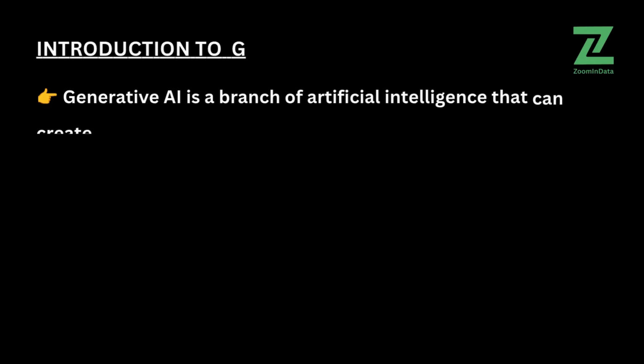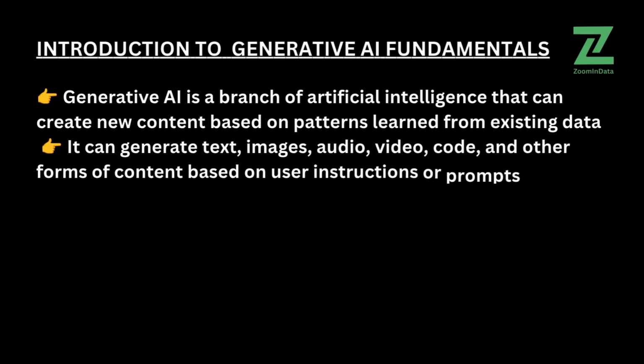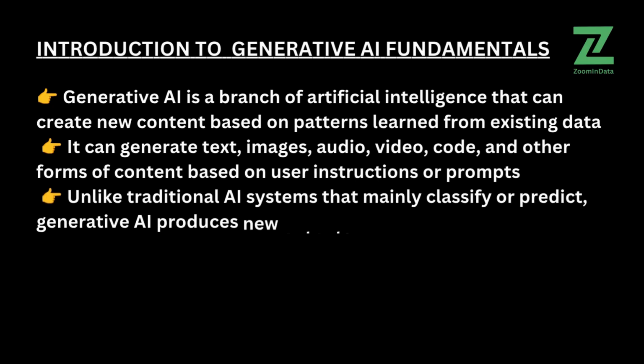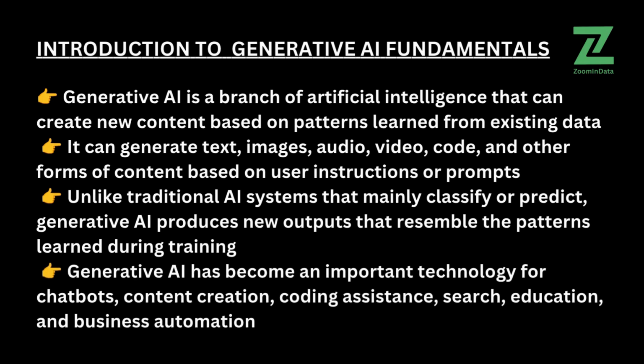Generative AI is a branch of artificial intelligence that can create new content based on patterns learned from existing data. It can generate text, images, audio, video, code, and other forms of content based on user instructions or prompts. Unlike traditional AI systems that mainly classify or predict, generative AI produces new outputs that resemble the patterns learned during training. Generative AI has become an important technology for chatbots, content creation, and coding assistance.